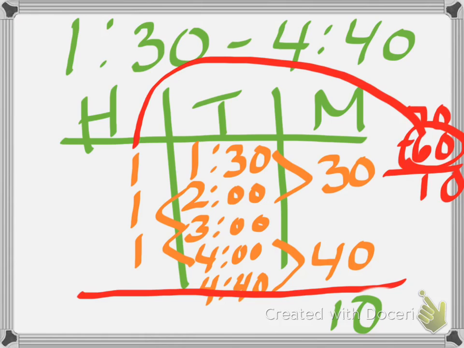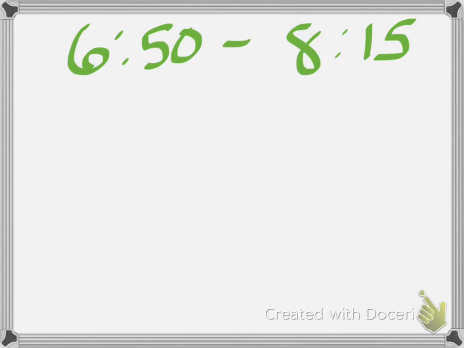So how many hours do we have? 1, 2, 3 hours and 10 minutes. So our elapsed time from 1:30 to 4:40 is 3 hours and 10 minutes. Yay, good job if you got that one correct. Let's do one last one. I'd like you to go ahead and figure out what the elapsed time from 6:50 to 8:15 is. Go ahead and pause me and then come on back when you have finished it.